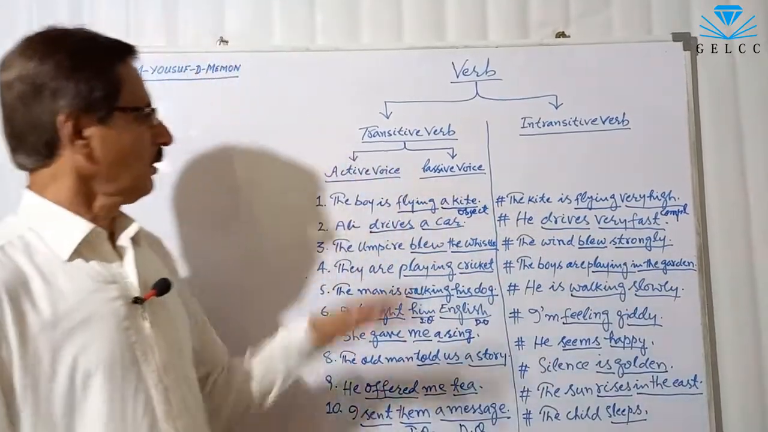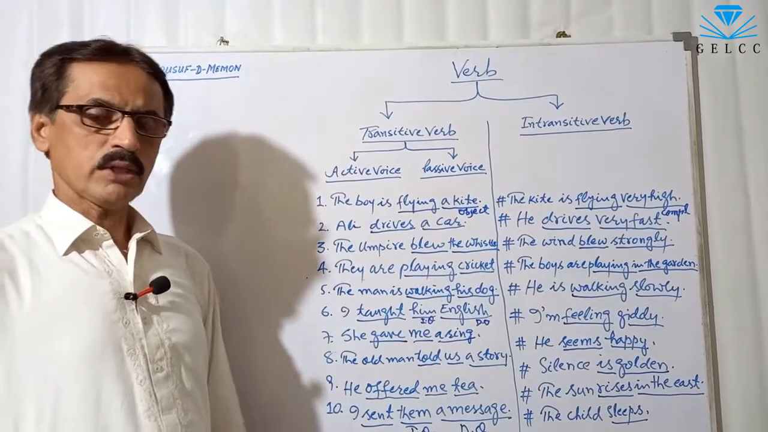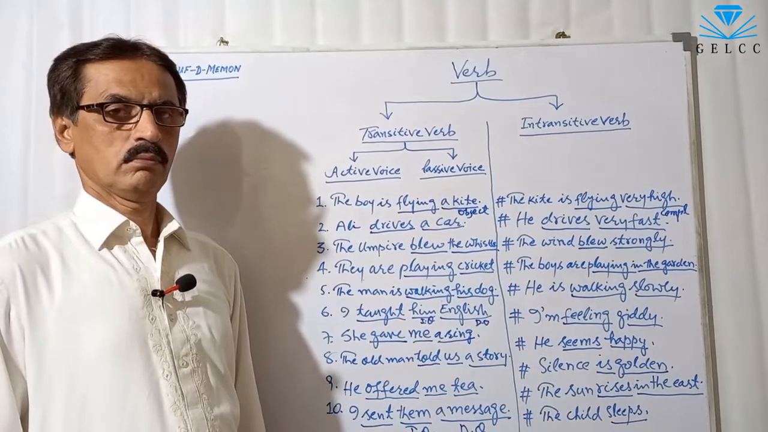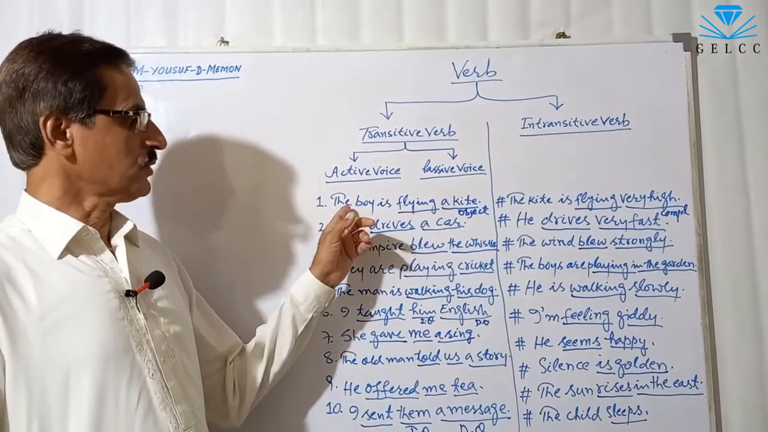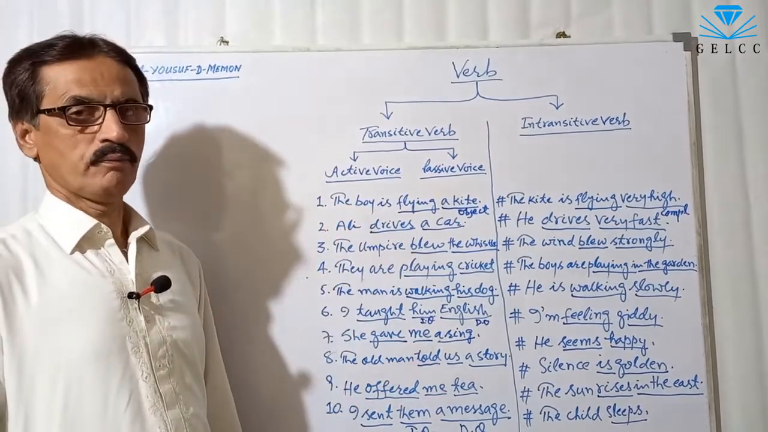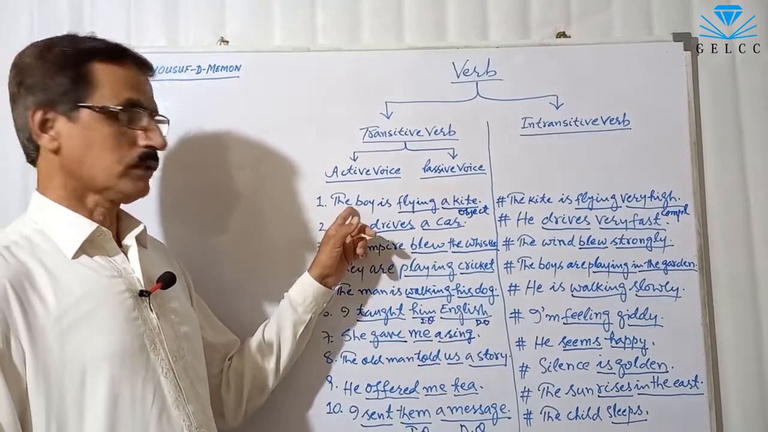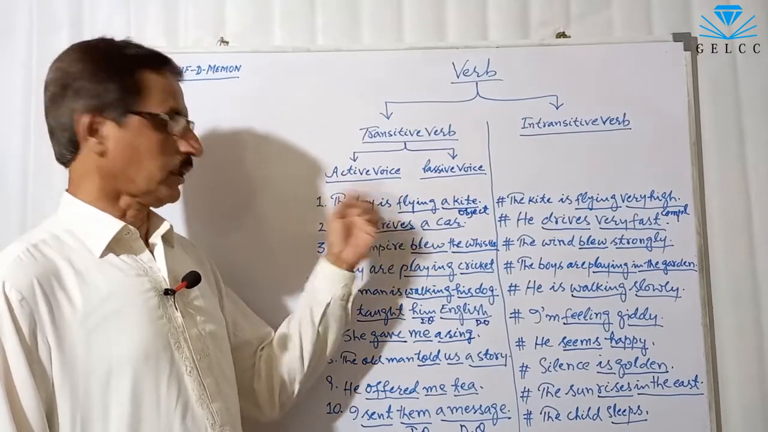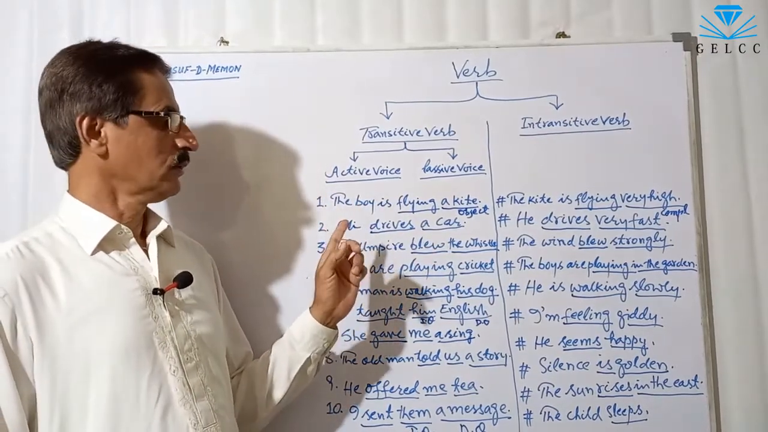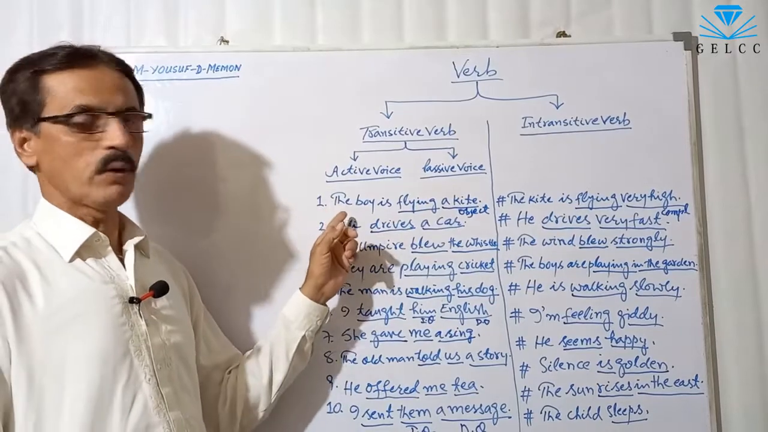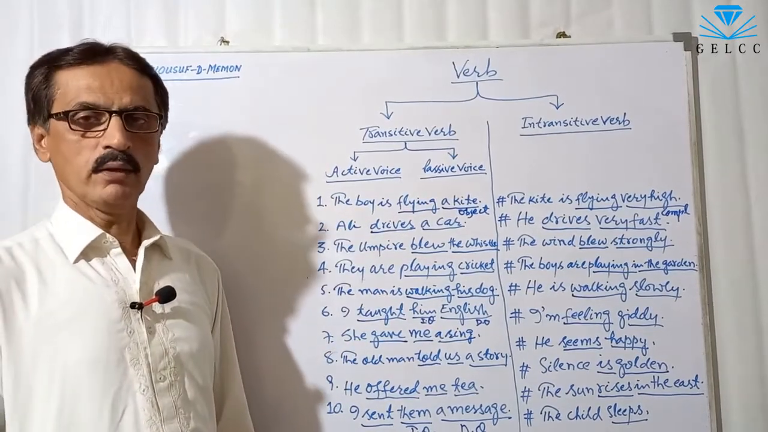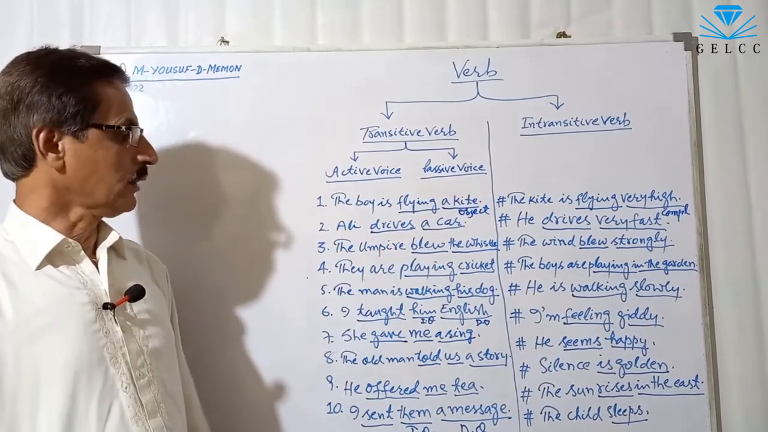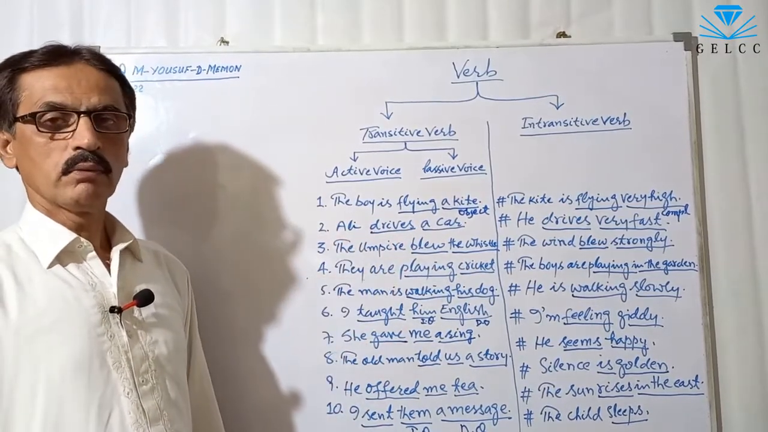When the verb is transitive, it has two voices, active voice and passive voice. All these sentences are in active voice. If the subject is in the beginning, it is in active voice. It can be changed into passive voice. A kite is being flown by a boy. By a boy. It is a passive voice. Ali drives a car. A car is driven by Ali. It is passive voice.